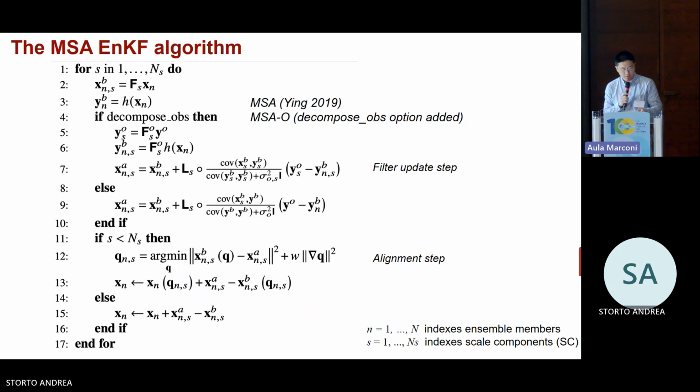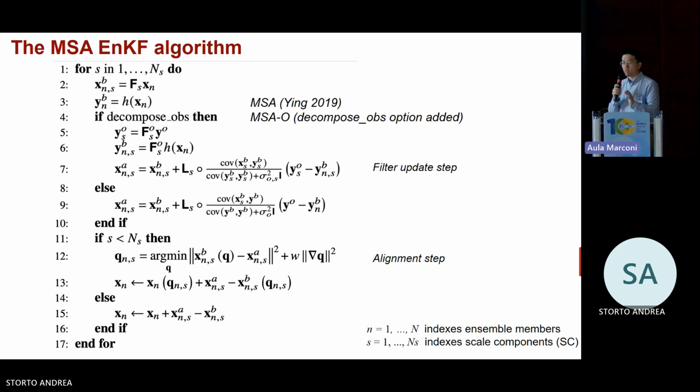So line 12 here is the additional step we do for alignment. So we're solving for the Q vectors, and the first term in the minimization is the mismatch between XB, Q minus XA, which means given the analysis XA, how much if I move the prior image around, can I minimize this residual error? So that's how we solve for Q.